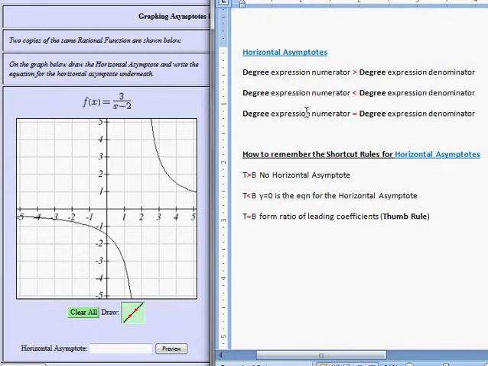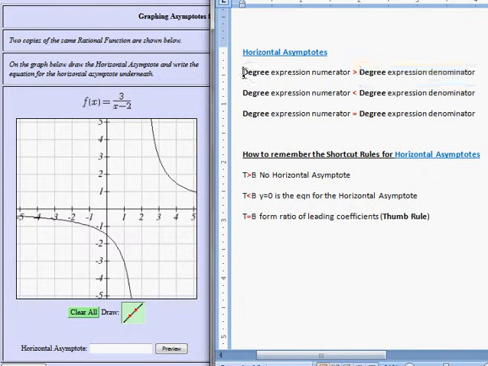It gets a bit wordy. For example, what you do to find a horizontal asymptote is you compare the degree of the expression in the numerator. In this case, the expression in the numerator is the number 3. And then you compare that to the degree of the expression in the denominator. The expression itself in the denominator is x minus 2. If you remember, the degree is the highest exponent of that expression. So I'm going to show you this in a second.